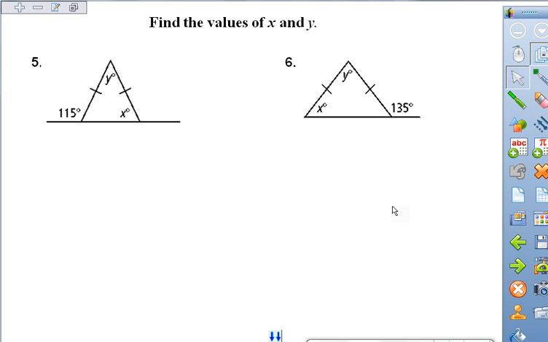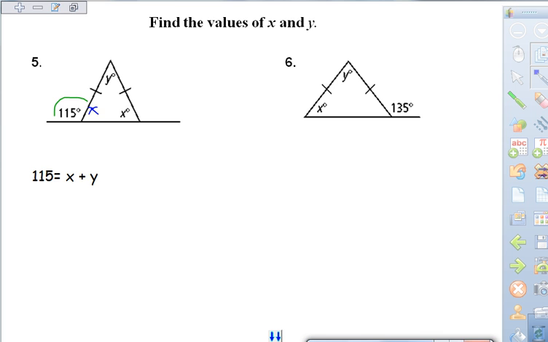So if we apply the exterior angle theorem to question number 5, here's what we get. 115, the exterior angle, is equal to the measure of x plus the measure of y. The other thing that I noticed from this day's lesson is that this is an isosceles triangle. So then our base angles have to be congruent. So what do you think we could find first? I just don't think we can do anything with this problem here because we have two variables. So you're right, we should find x first.